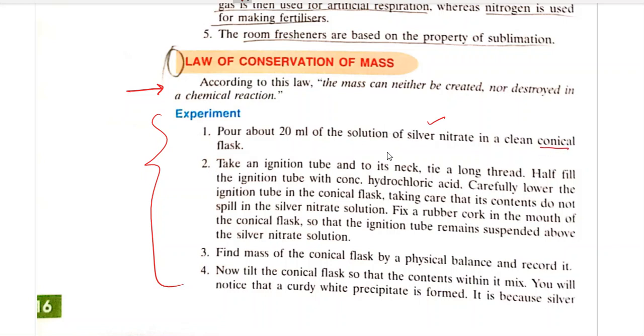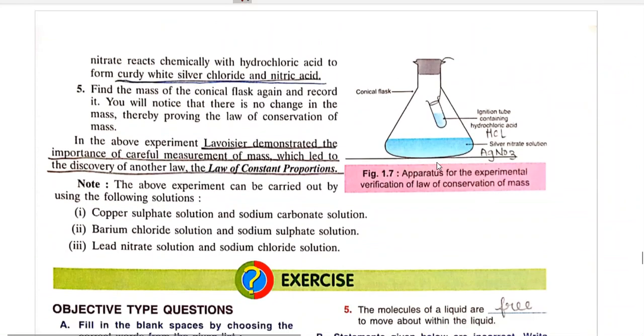Okay, so the conical flask is basically your equipment which looks like this, which is used in a chemical lab. In this conical flask, you have to pour 20 ml of solution of silver nitrate. Take an ignition tube and tie a long thread to its neck. Half fill it. I'll show you how, see, this is how it is. So you have to take a test tube and put hydrochloric acid into it, tie thread to the neck of the test tube and hang it into the conical flask.